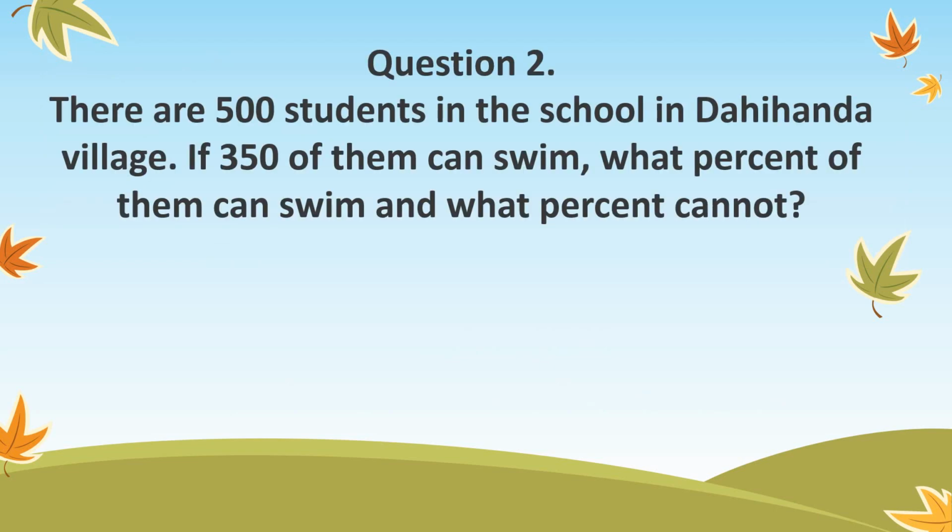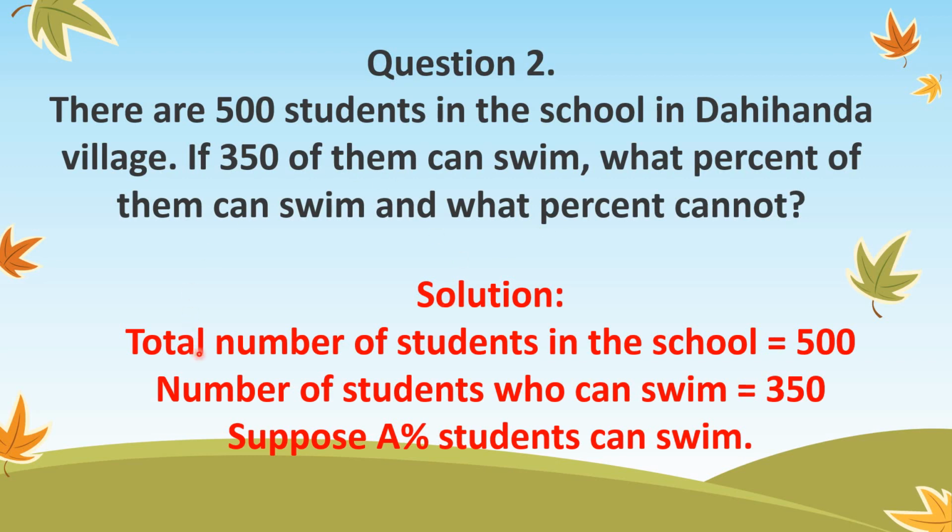Question number 2. There are 500 students in the school in Dahihanda village. If 350 of them can swim, what percent of them can swim and what percent cannot? So let's see the solution here. Total number of students in the school is equal to 500. Number of students who can swim is equal to 350. Suppose A% students can swim.